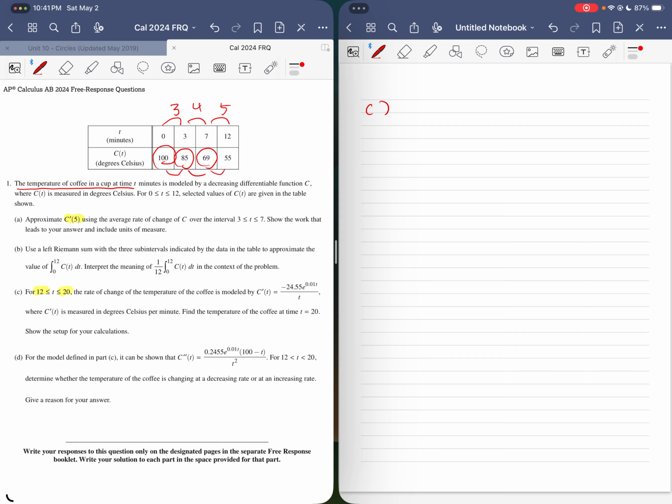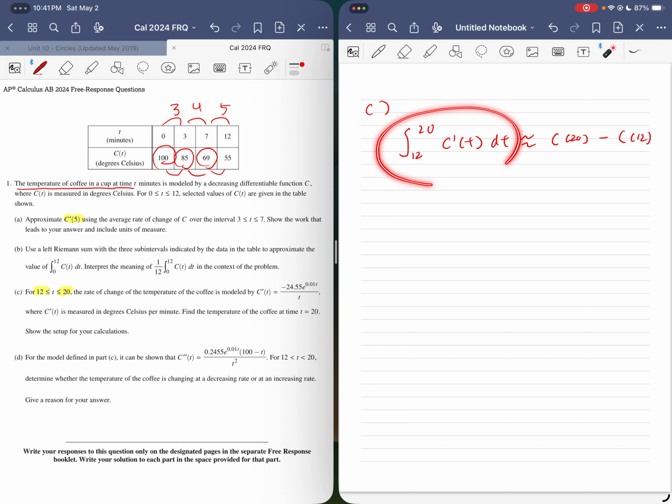So what I'm going to do is, first, the integral from 12 to 20 of C prime of t dt should equal C of 20 minus C of 12. Keep that in mind when you take the antiderivative. The antiderivative of the derivative is going to be C of t. And now you're going to plug these numbers in. I can just plug this portion into the calculator.